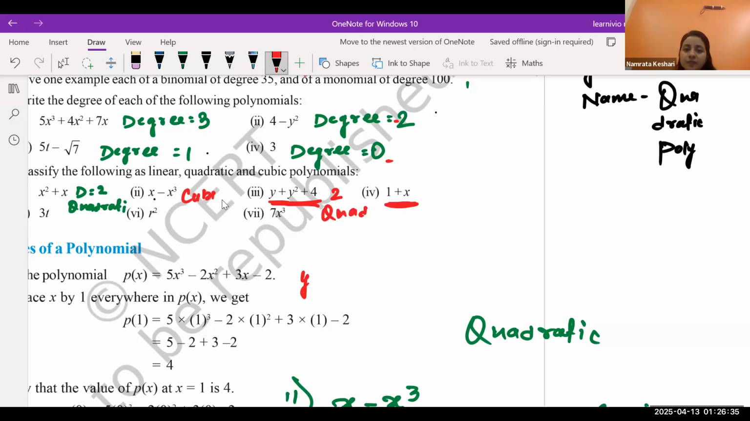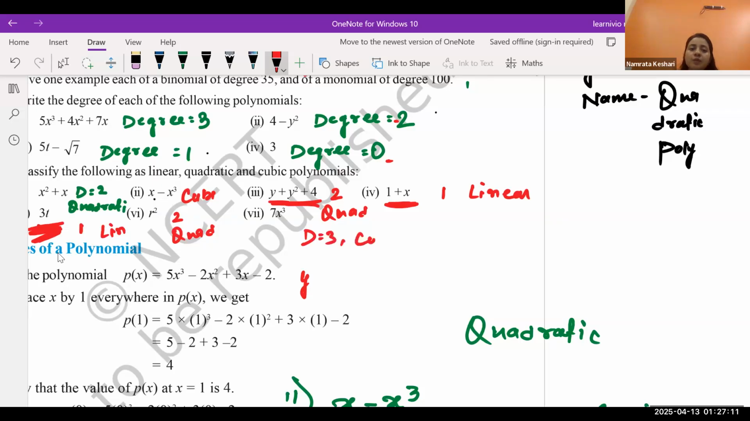Next one, 1 plus x. What is the degree? 1. And the name is linear. Perfect. This one, 3t, just 3t we have. The degree is 1 and the name is linear. Okay, this 6 one: degree 2, name quadratic. Perfect. 7x cube: degree is 3 and the name is cubic polynomial.